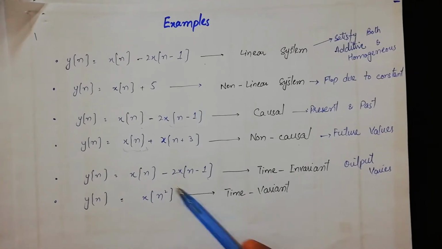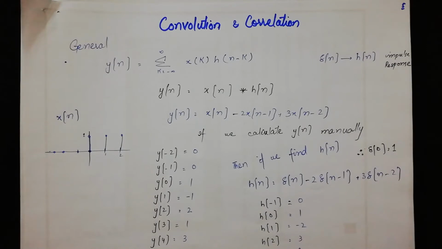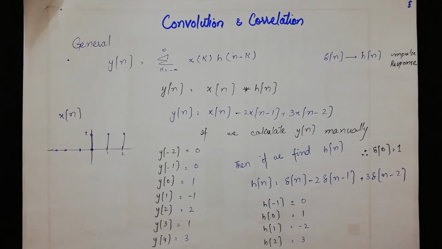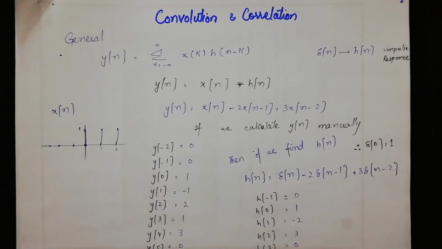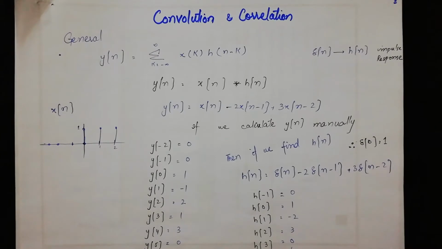And this example is time variant. So according to the contents of our today's lecture, we covered types of system, properties of system, and proofs with examples. Now comes convolution and correlation. What actually are convolution and correlation?